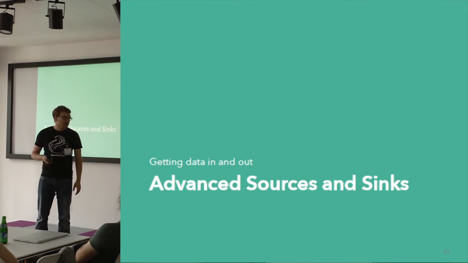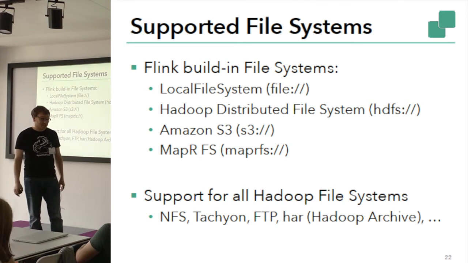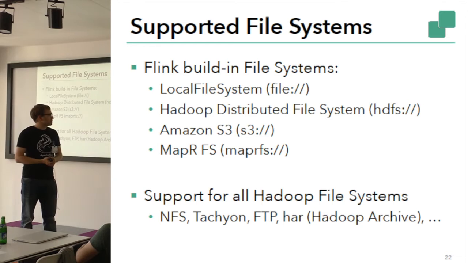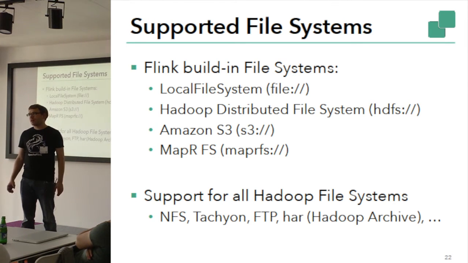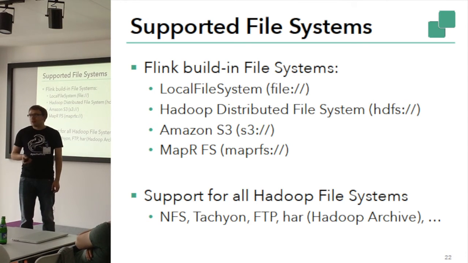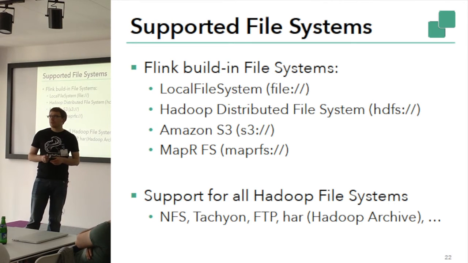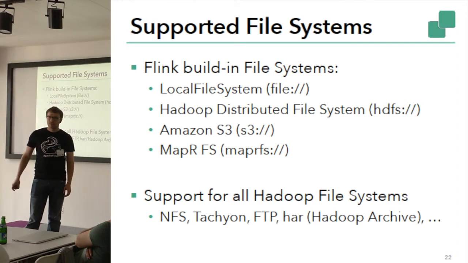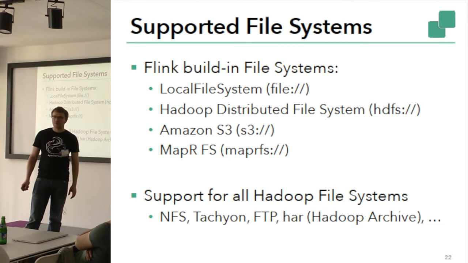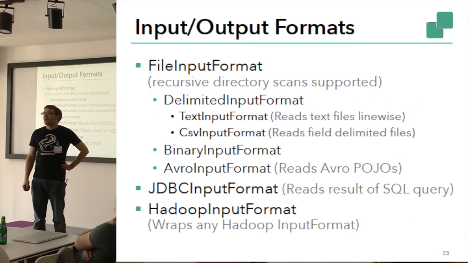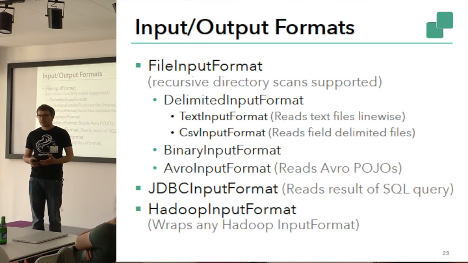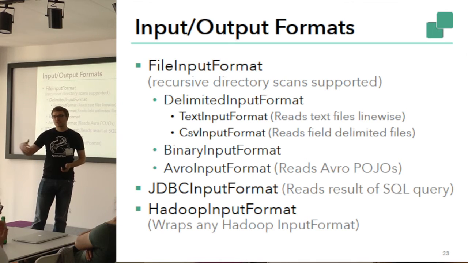Okay. Now we're going to talk a little bit about advanced sources and things, whatever that means. Flink has a few built-in data file systems that we can operate on, like the local file system, Hadoop file system, S3, MapR file system. We also have wrappers or interfaces that let us support all the file systems that Hadoop supports, like NFS, Tachyon, FTP, all the very exotic stuff. So if you have files there, you can read from these interfaces. This is basically just the file systems that we support, which give us the bytes to read, and then there are also different input formats that can turn these bytes into some kind of data that Flink can operate on.